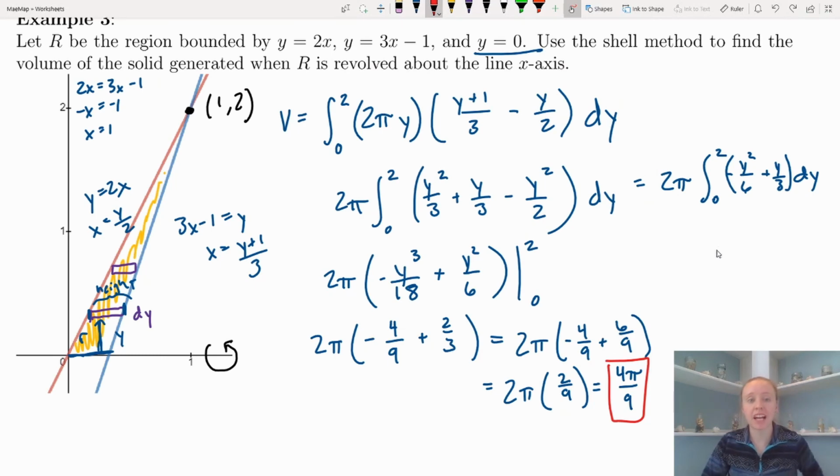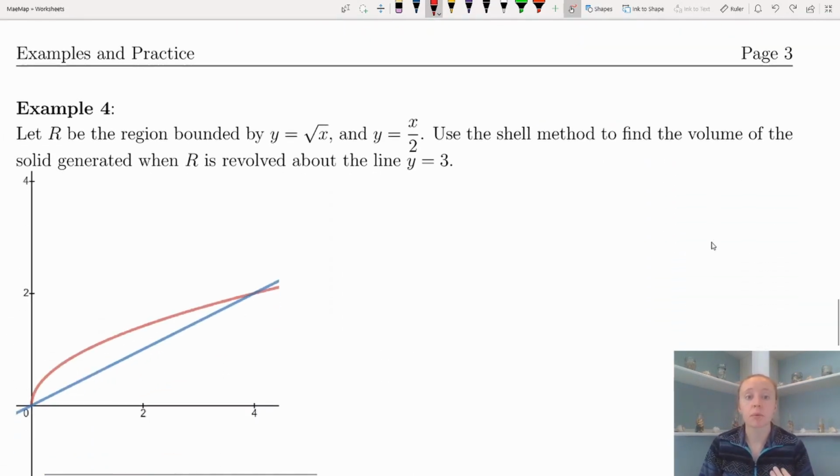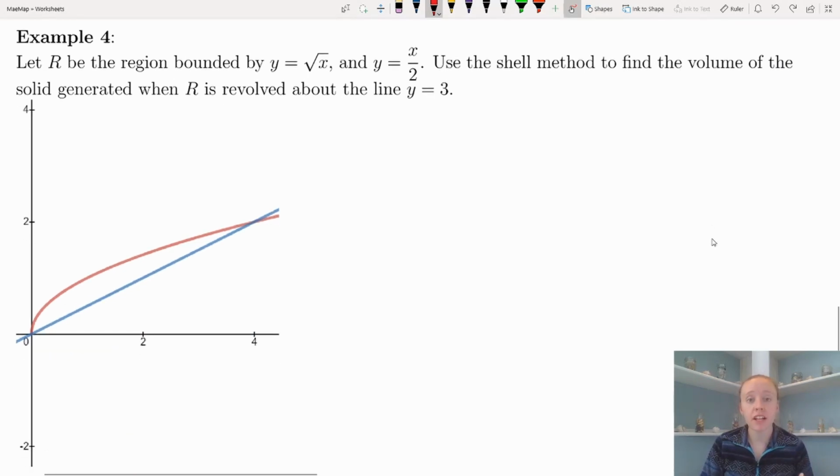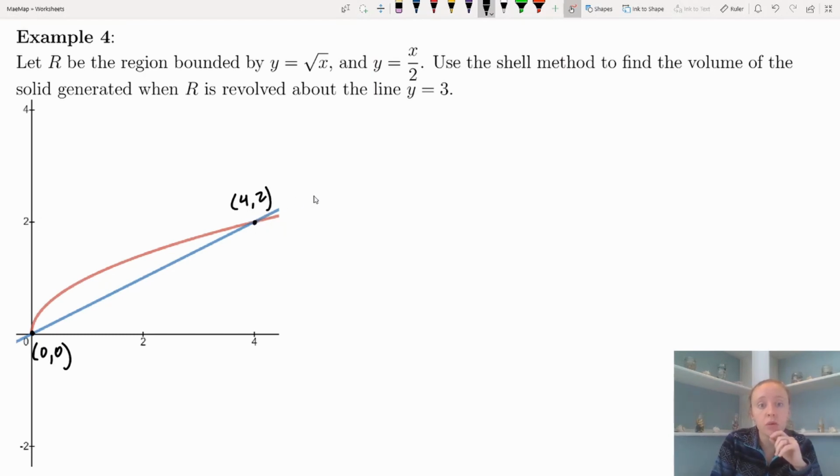Let's continue on to our last example on this worksheet, example number 4. This time we're going to be revolving around another line, but it's going to be parallel to the x-axis, not the x-axis. So our radius is going to be a little different. And like I stated before, I'm going to be using that same region as in example 2. So I know my two intersection points are 0, 0, and 4, 2, because this is the region trapped between the square root of x and x over 2.